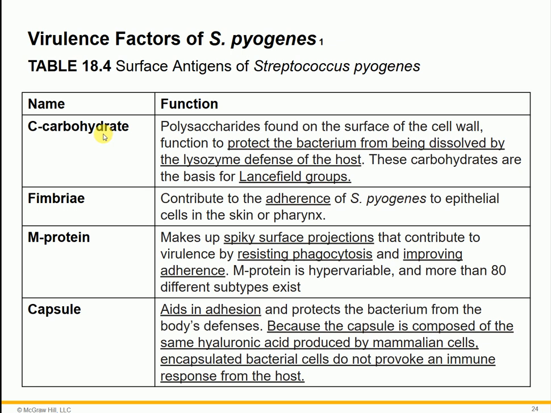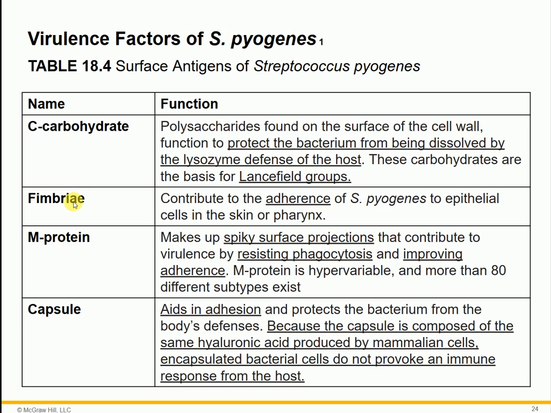There is the C carbohydrate. C carbohydrate is the carb that is found in the cell wall of this bacteria. It prevents the bacteria from being dissolved by the lysosomal enzymes. So if you guys remember the macrophages, when a macrophage engulfs a bacteria through phagocytosis, it was the lysosomal enzymes that digested that bacteria. Well, the C carbohydrate that's found in the cell wall of the Streptococcus pyogenes prevents these lysosomal enzymes from digesting it.